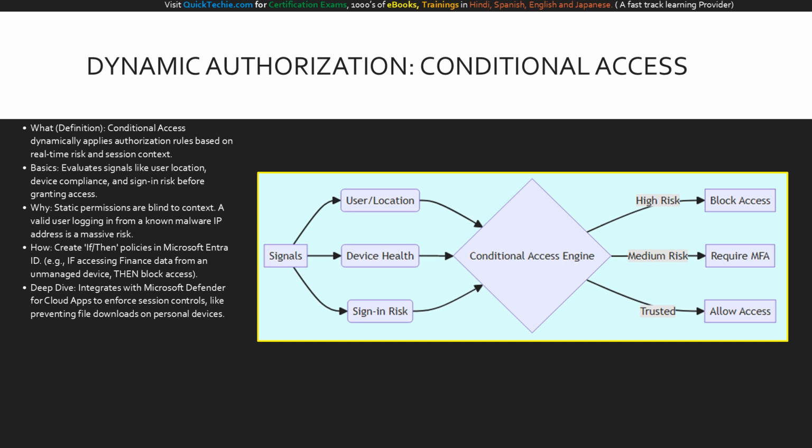This visual breaks down the conditional access engine. On the left, we have our real-time signals flowing in: the user's location, the health and compliance of their device, and the AI-calculated sign-in risk. The engine in the middle ingests all this context instantly. Based on your policies, it dynamically routes the authorization. A trusted scenario routes to the bottom for seamless access. A medium risk routes to the middle, forcing an MFA challenge. A high-risk anomaly routes directly to the top, slamming the door shut and blocking access entirely.